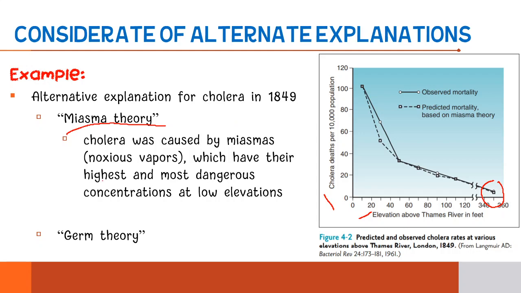But by this time, we have an alternate explanation since germ theory entered, and by this time the miasma theory has really disappeared. So this is again about considering whether there are other alternate explanations to really conclude that your association is really the cause.